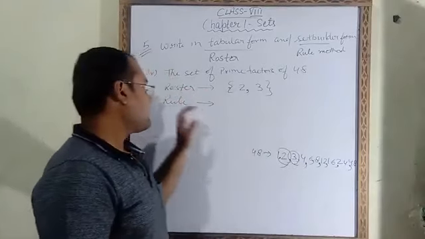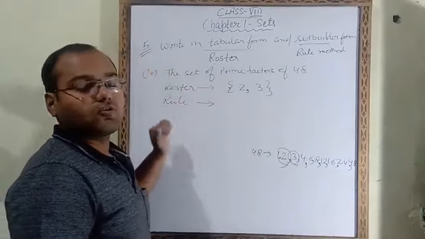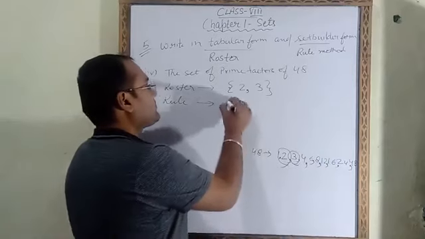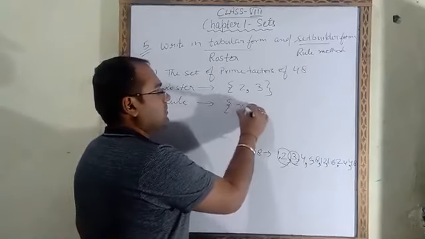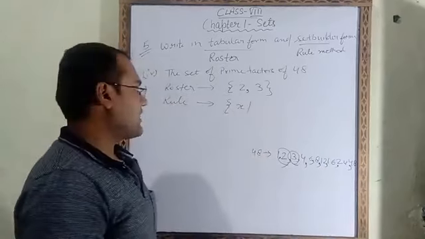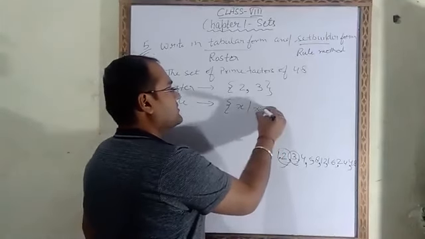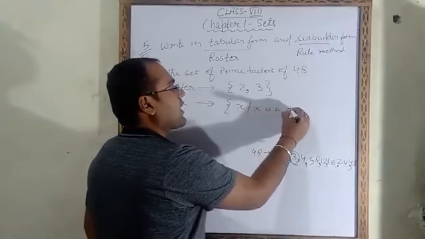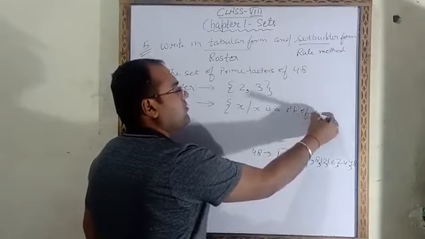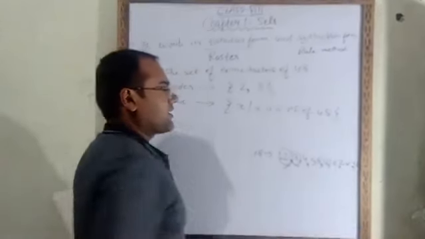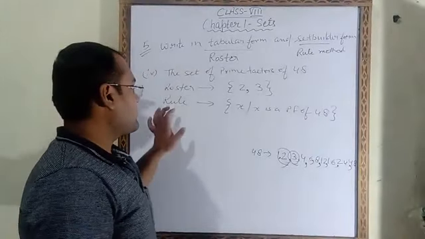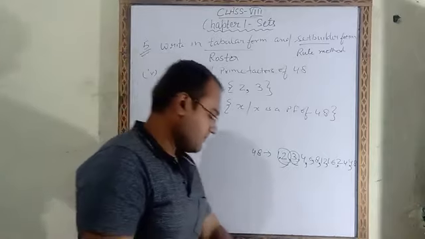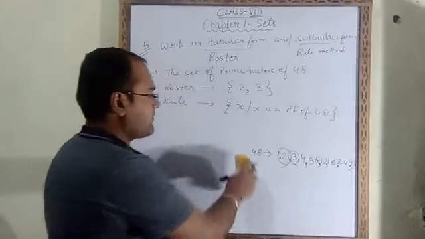Now we have to write it in the rule method. In the rule method, what do you have to do? In the beginning you write it like this: x such that x is a prime factor of 48. This is the answer of the rule method. Now see one more part.